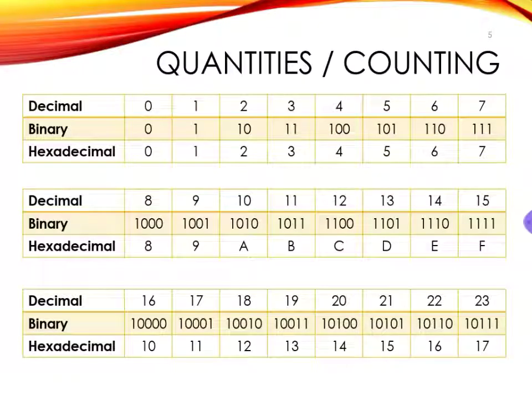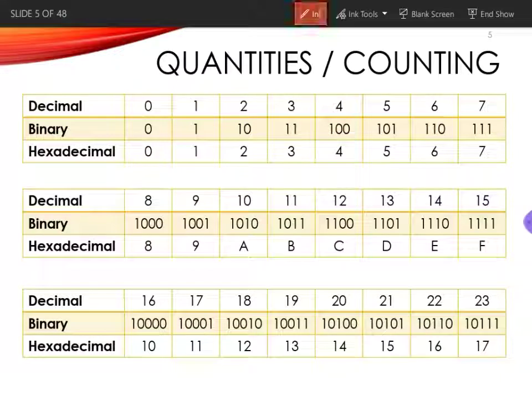So if you look at the way that we can count in these three numbering systems, decimal is a base 10, so you have got 0, 1, 2, 3, 4, 5 through 7, 8 through 9, 10 through 15, 16, 17, and then to 23.